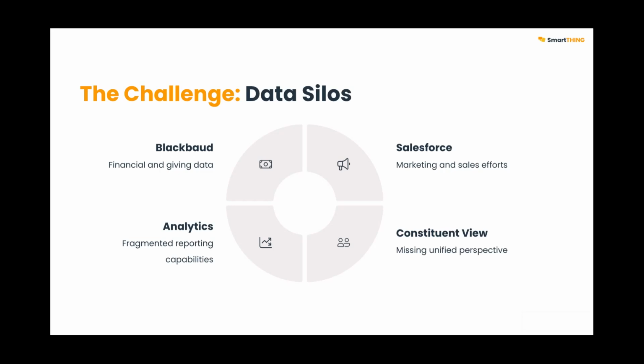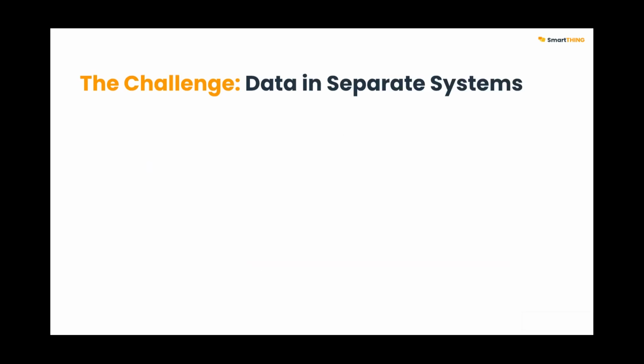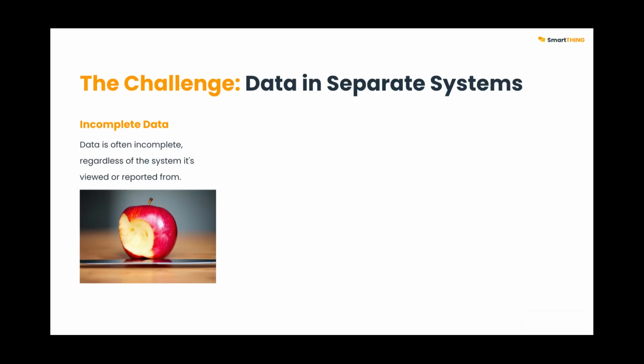And you're also missing your overall view of your constituents. So if a constituent has some information on their giving and you're not seeing that within Salesforce, you can't make your decisions in an informed way. So as we say, data in separate systems gives you gaps and incomplete data. The bottom line is that having two systems operating in isolation significantly impacts your efficiency. Your staff are spending valuable time on manual data retrieval tasks instead of focusing on what your core mission is.